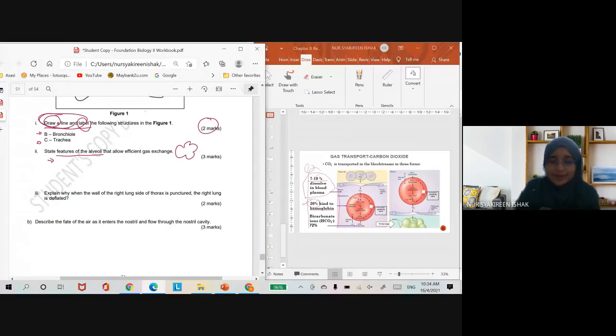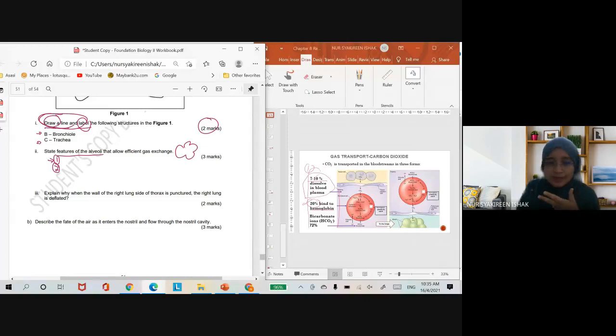So point number 1 tadi kan, I repeat, the alveoli provide a large surface area for gas exchange. That is the first feature. Second feature, apa yang syarat untuk jadi respiratory surface? There has to be moist. Okay, so the surface of the alveoli is moist, for gases to dissolve before diffusion can occur. So gas has to dissolve first before it can diffuse across the wall of the alveolus. Okay, so that is the second point.